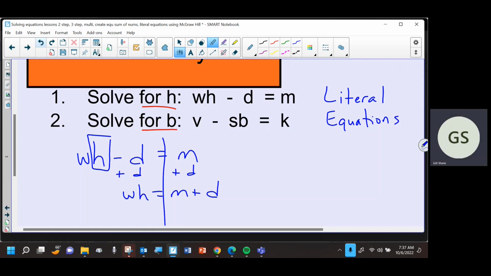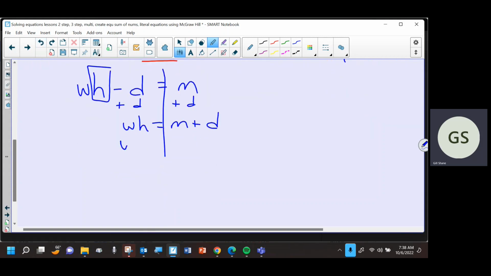How do I get the h by itself, David? What's the last thing I need to do? And then h will be all by itself. Yeah, this is W times H. Two letters next to each other is also multiplication, just like a number next to a letter. 8 next to X is 8 times X. Well, W next to H is W times H. So if that is multiplication, the way I get rid of multiplication is to do the opposite.